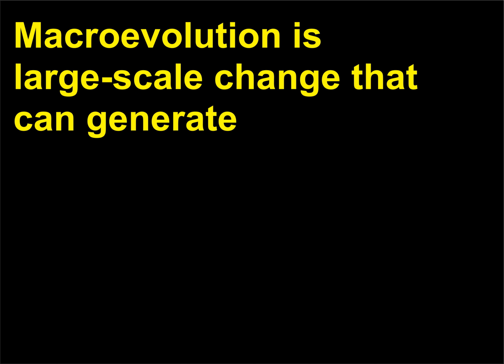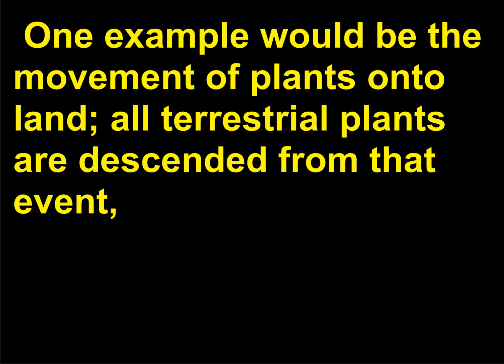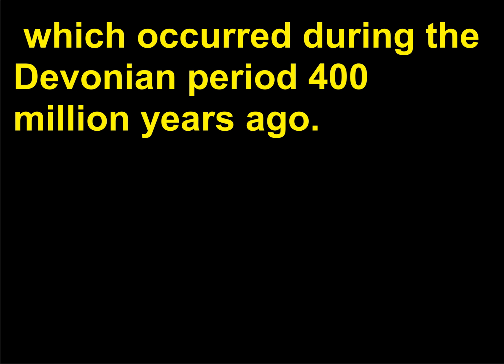What is macroevolution? Macroevolution is large-scale change that can generate entire new groups of related species, also known as a clade. One example would be the movement of plants onto land. All terrestrial plants are descended from that event, which occurred during the Devonian period 400 million years ago.